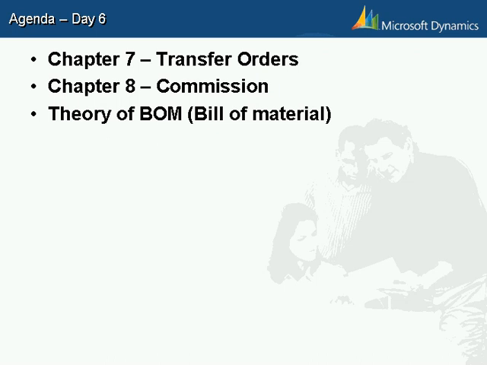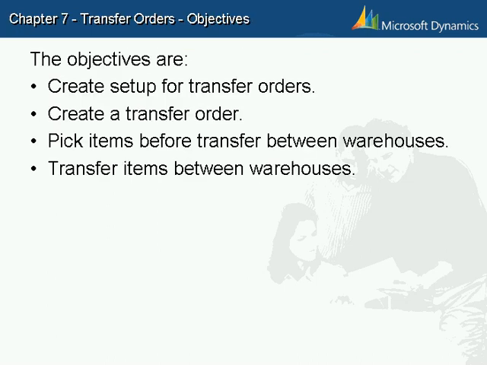Agenda Day 6. We will cover Chapter 7, Transfer Orders, and Chapter 8, Commission, Theory of Bonds, Bill of Materials. Chapter 7, Transfer Orders. We have these objectives: create setup for transfer orders, create a transfer order, pick items before transfer between warehouses, and transfer items between warehouses.